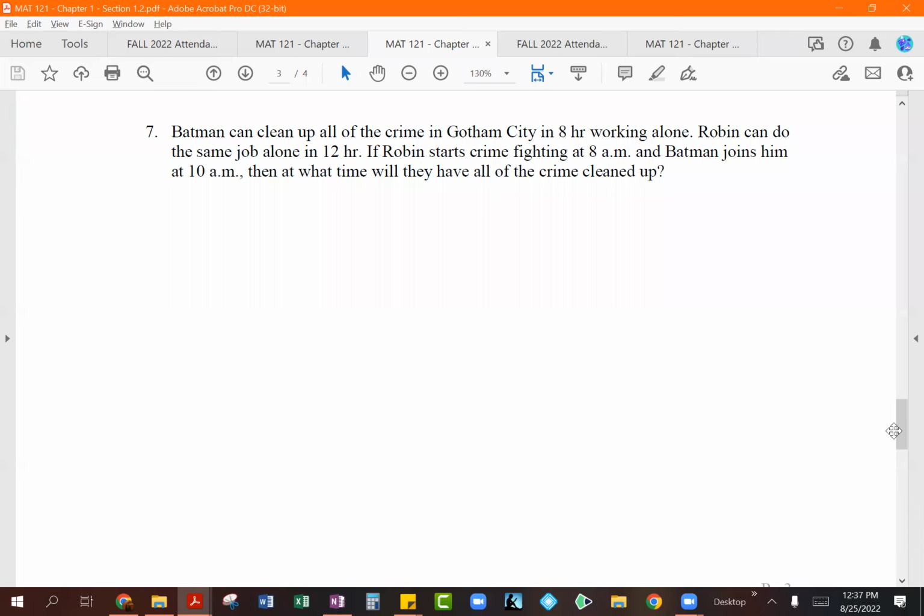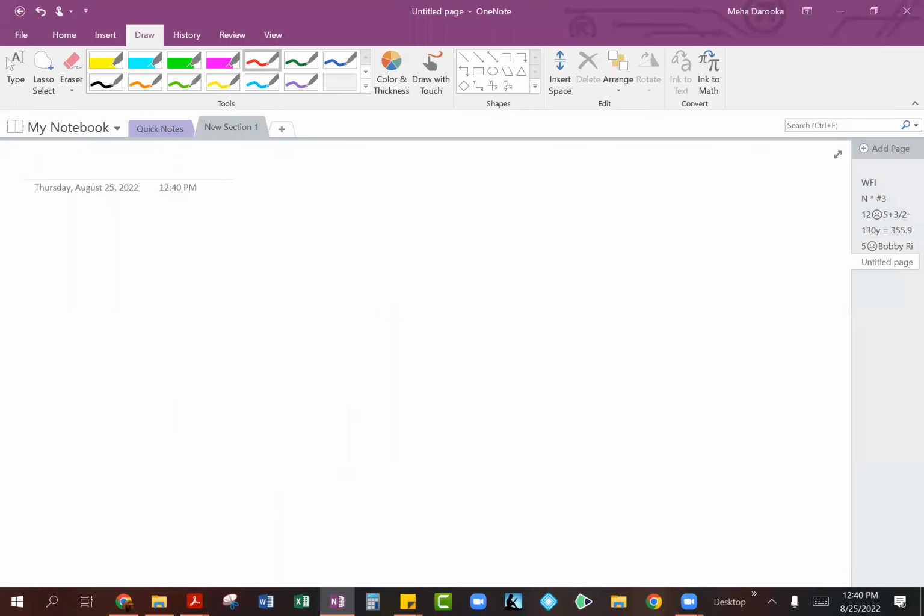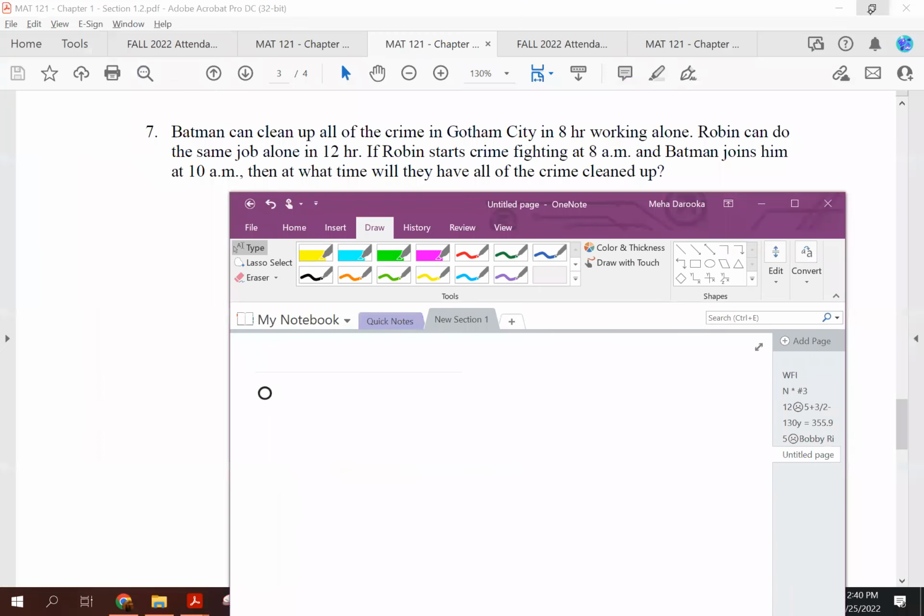So let me get my notebook over here going. Ah, there we go. Okay. So it's going to be a little bit different from the DIRT formula, but we are using that same concept of rate times time to come up with our equation here, if I can get this to work.